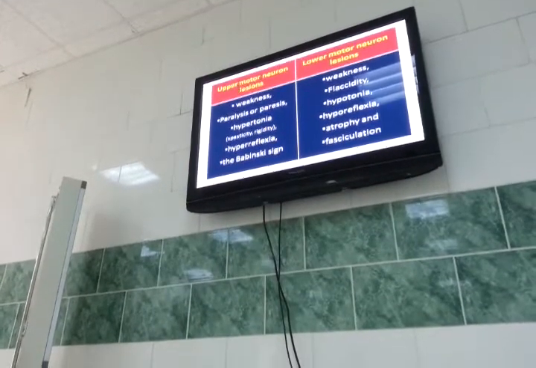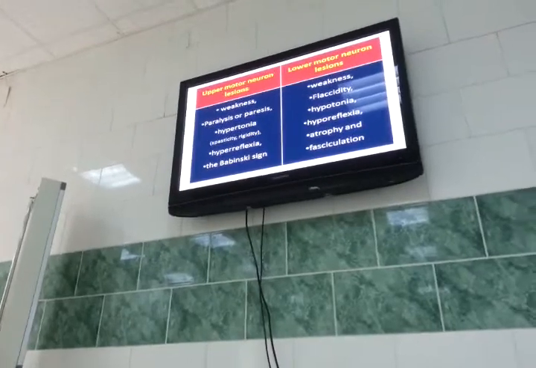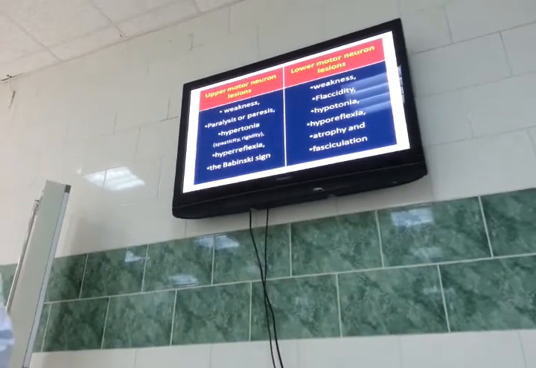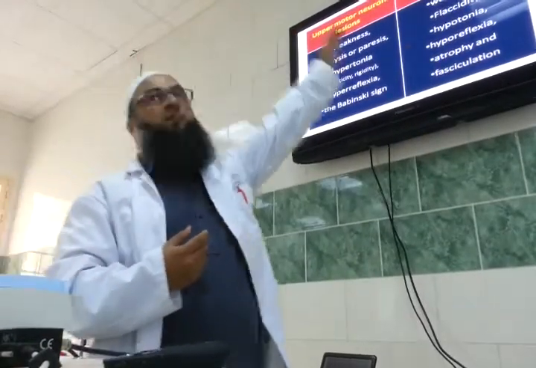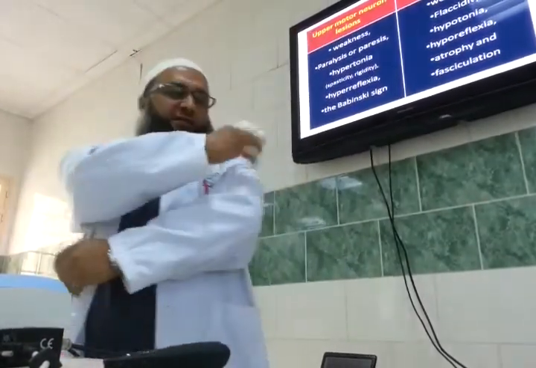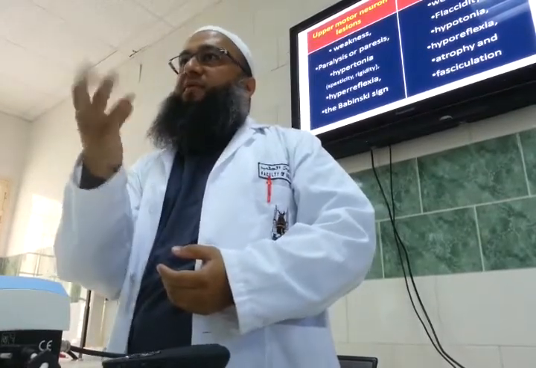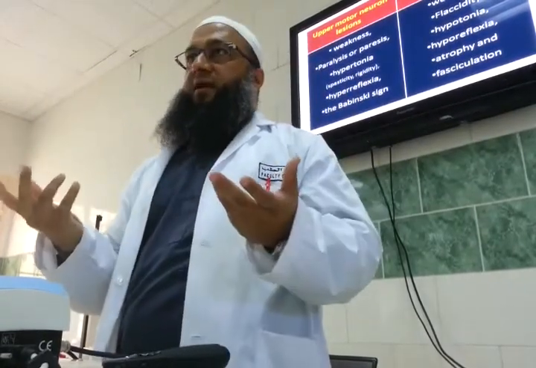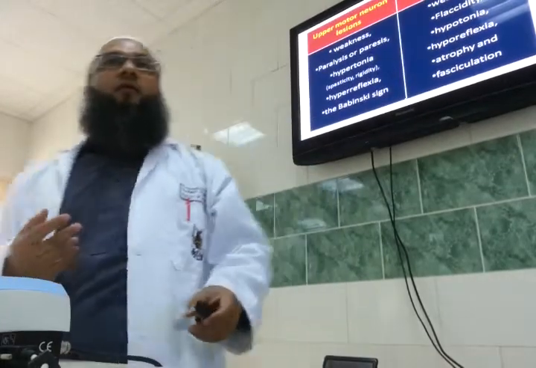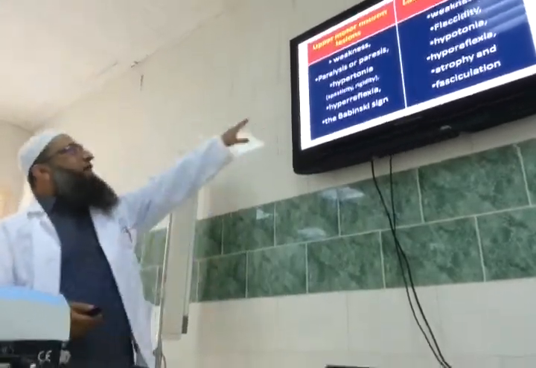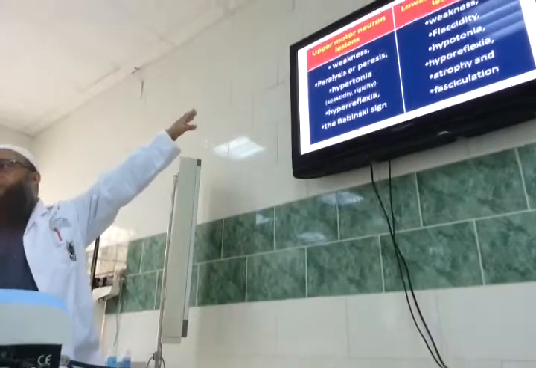And there is another sign, fasciculation. What is fasciculation? Involuntary movement of the muscle. If there is damage to the lower motor neuron, you can see in some places of the muscle a flicking. The muscle is contracting automatically. This happens in the lower motor neuron, but you cannot find fasciculation in the upper motor neuron.